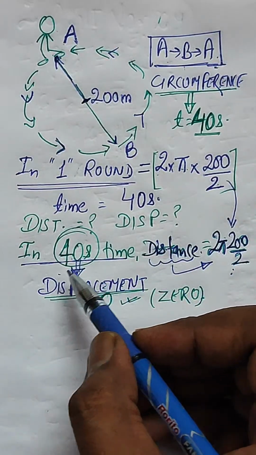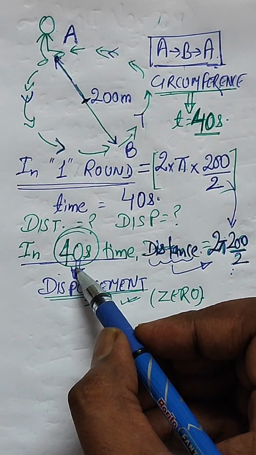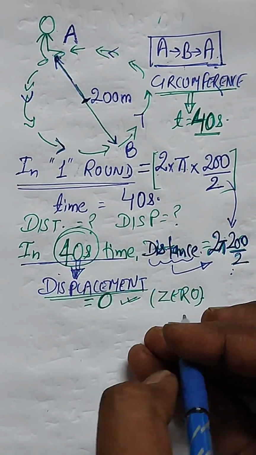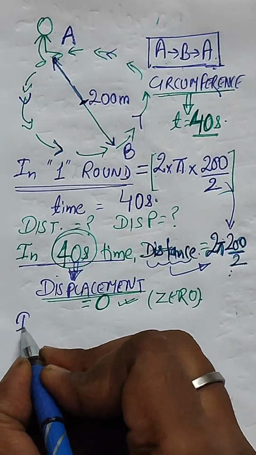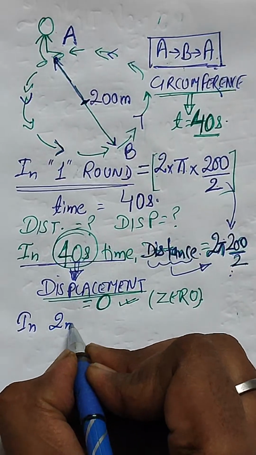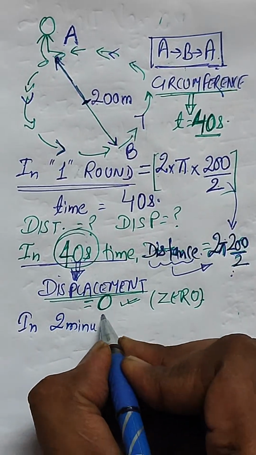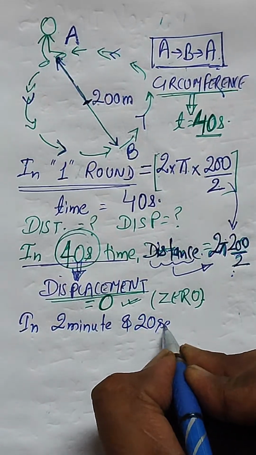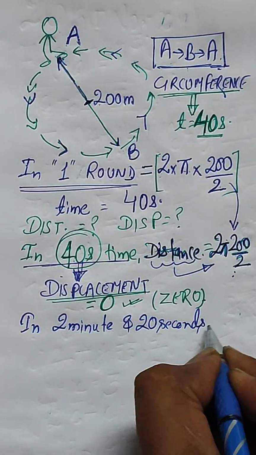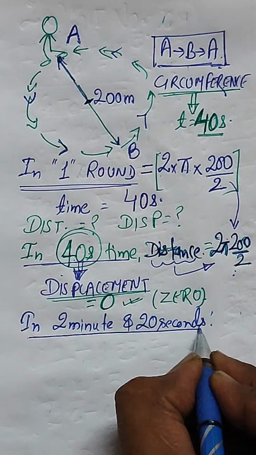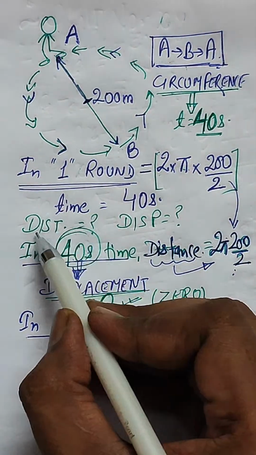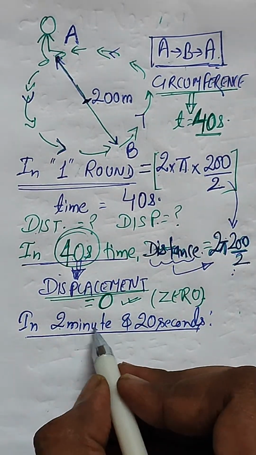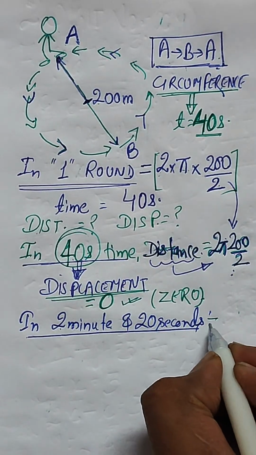So we need to find, in the time of 2 minutes and 20 seconds, right? This is the question. We need to find this distance and displacement, right? So in 2 minutes and 20 seconds, how many seconds are there?